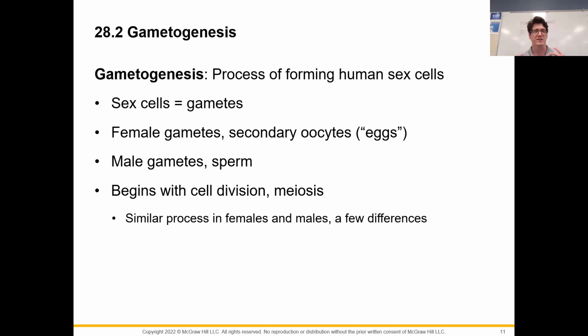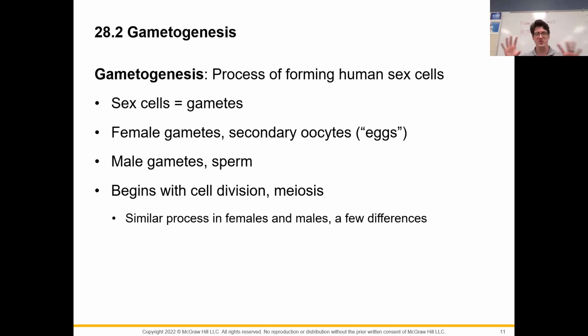Okay, now typically a human will have 23 pairs of chromosomes. We have 22 autosomes, and then we have one sex chromosome. So we have 23 pairs of chromosomes. That gives us a total of 46 chromosomes.